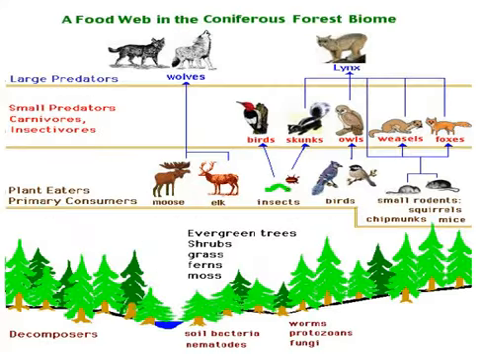So here we see a food web in the coniferous forest ecosystem or biome. Layers of biotic factors are shown, as it is a food web of different food chains. Decomposers, soil bacteria, some nematodes, worms, protozoans, fungi, and earthworms are the chief characters of this soil world.